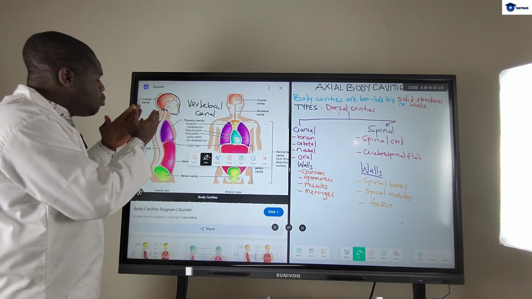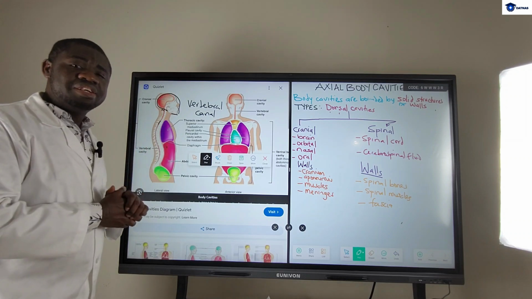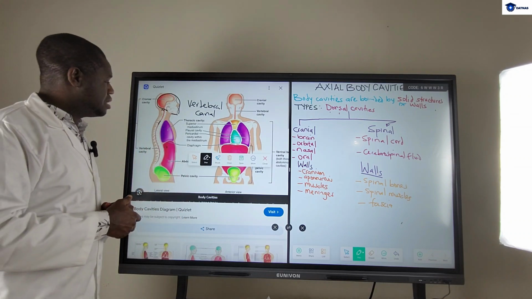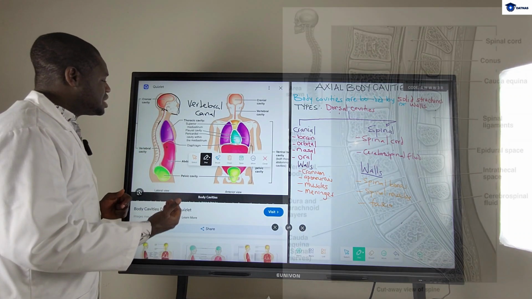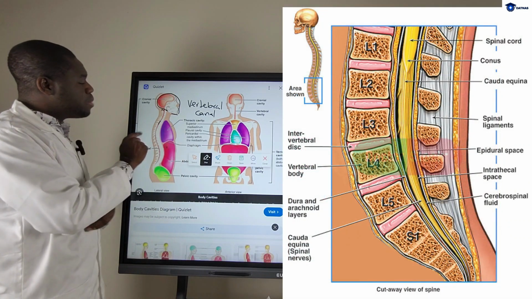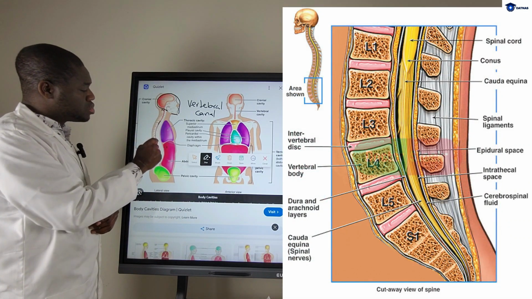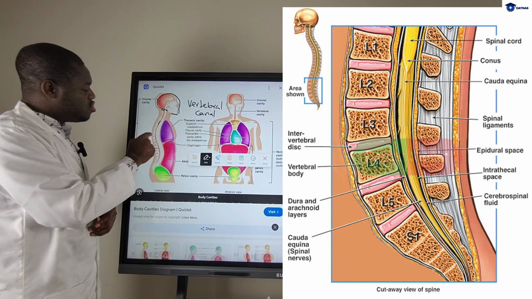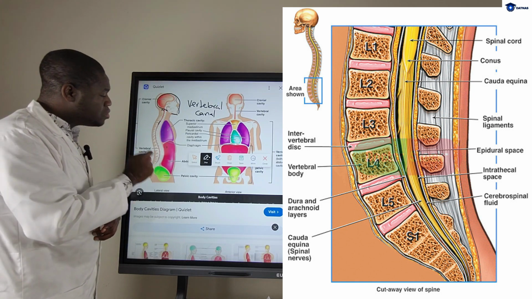So what forms the wall of the spinal cavity? The wall of the spinal cavity is formed by the spinal bones. You can see the bones. It's formed by the spinal bones.